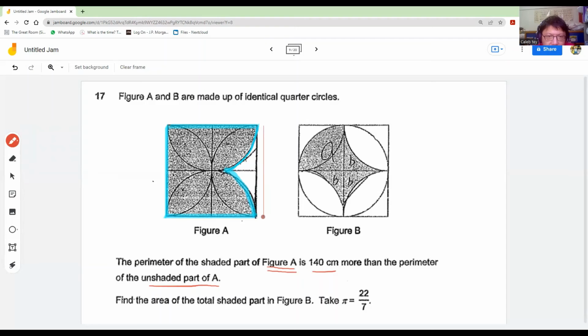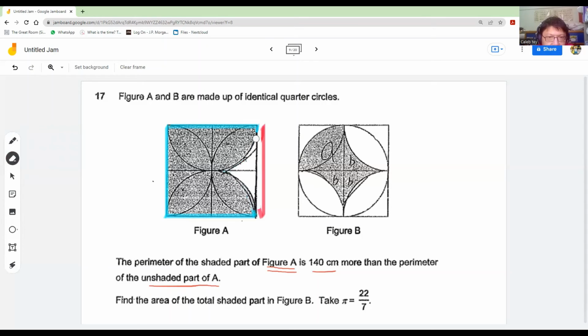Okay, unshaded is something like this. I won't draw exactly touching because then it will cloud our vision. Okay, this is the unshaded perimeter, the red color. So what exactly is 140 more? Well, actually, this is exactly the same. The curve is exactly the same. So we can erase it out. And then we see another set of exactly the same curve.